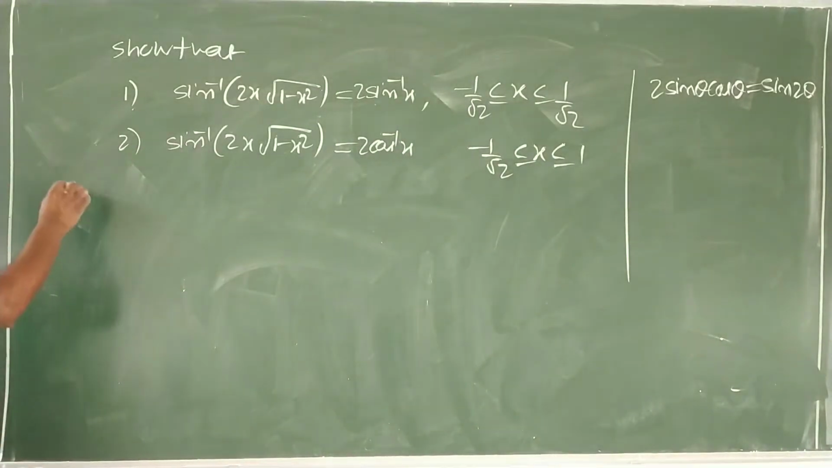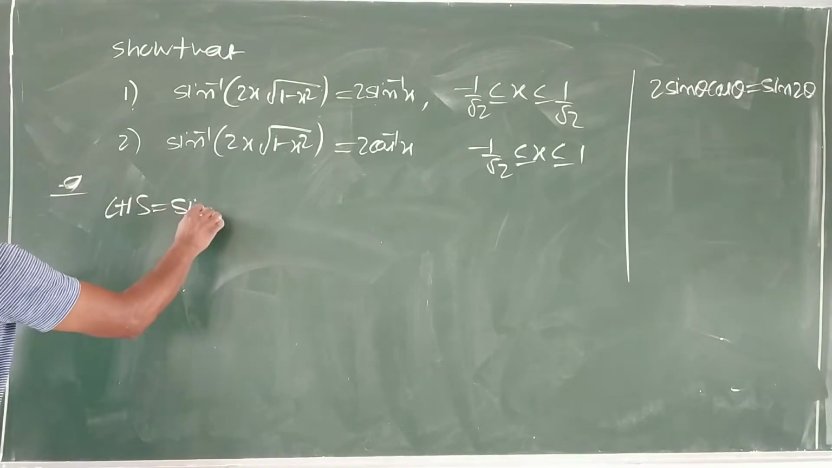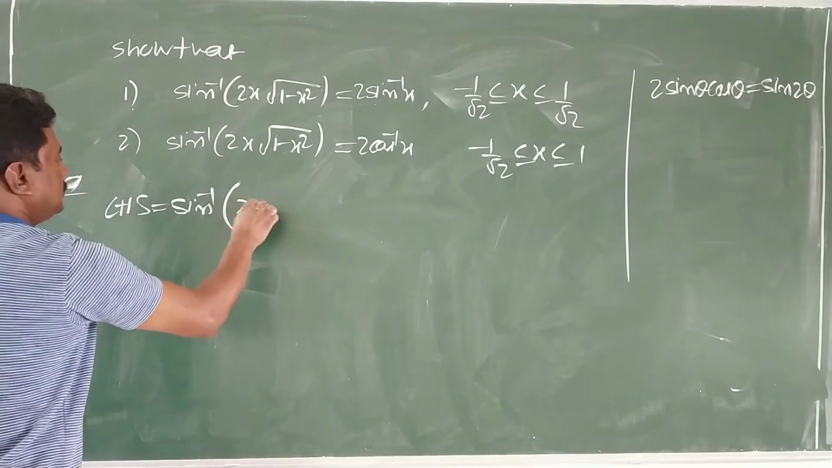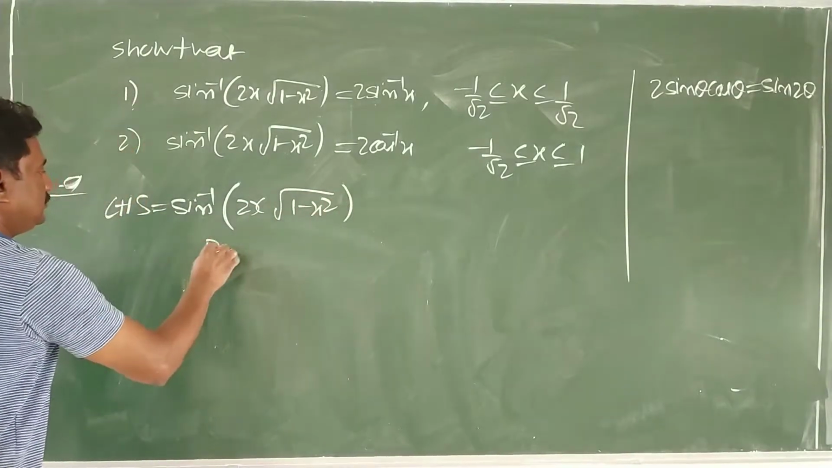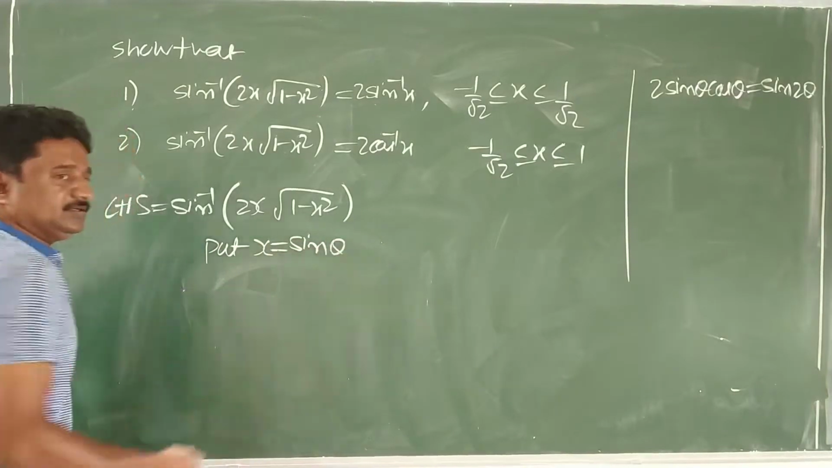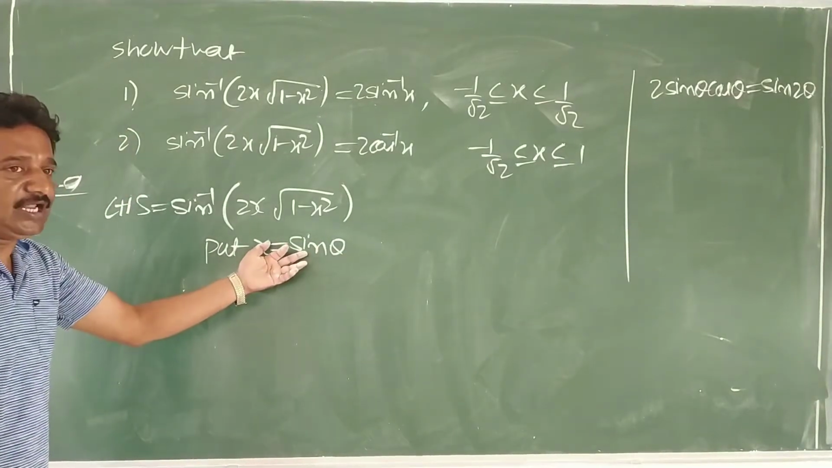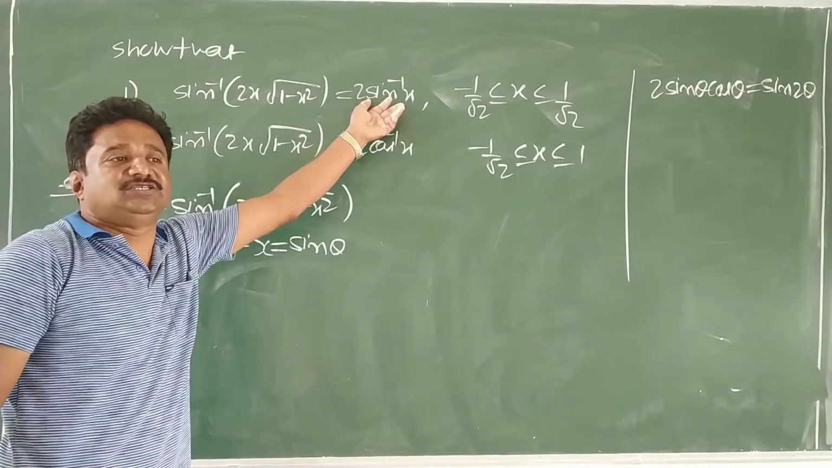Solution. LHS is sine inverse of 2x root 1 minus x square. Put x is equal to sine theta, because we need sine inverse x for our RHS.